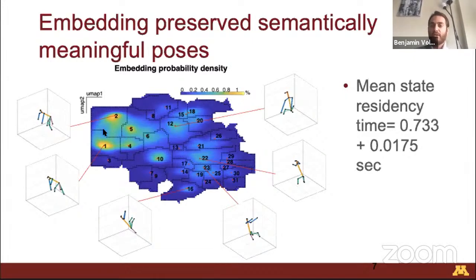But there's other states where we look at it and we know exactly what they mean. They're semantically meaningful. For example, when the monkey is sitting, or when the monkey's standing and looking out outside the cage out into the world, when the monkey's climbing along the wall, or even when it's hanging upside down. So overall, on average, our states last about 3/4 of a second. And so really this is a sub-second decomposition of behavior that we've performed.